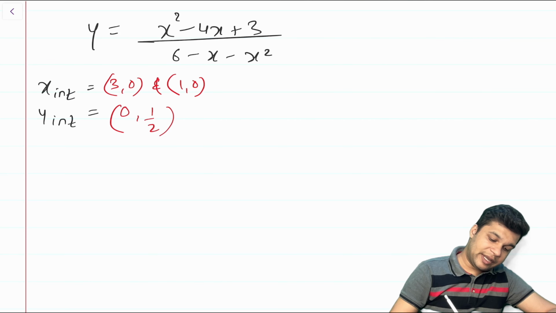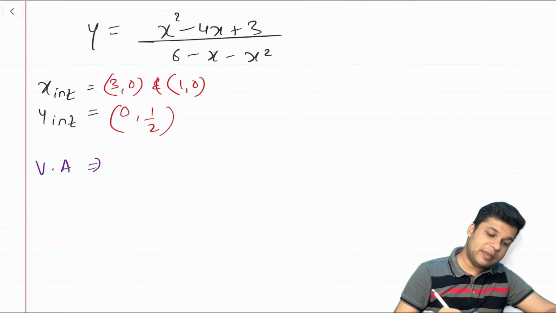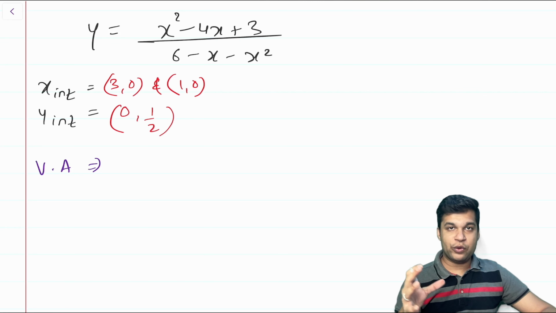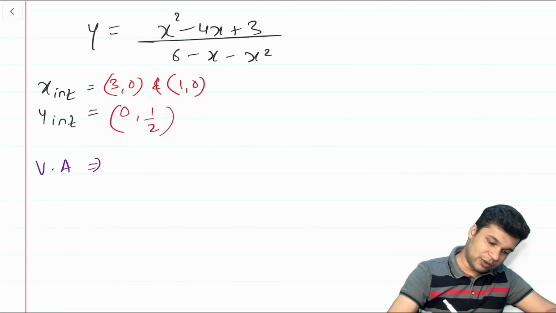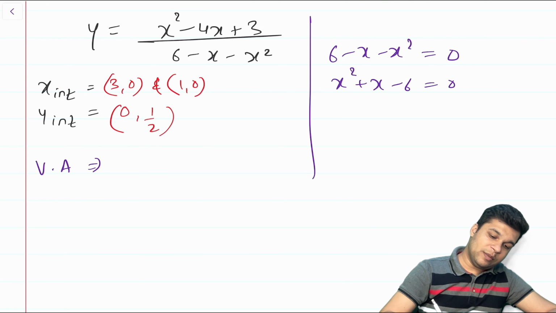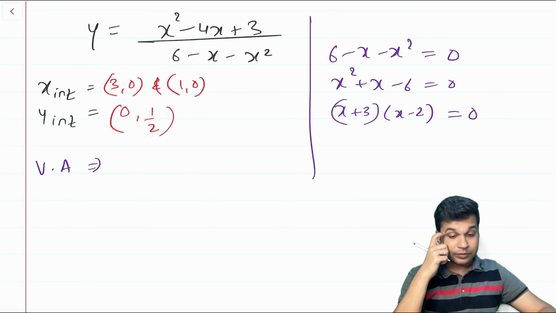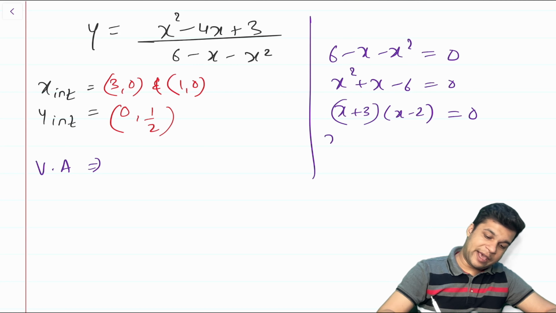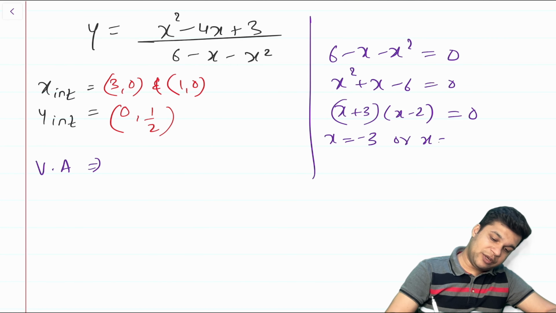Let us find the vertical asymptote. How do you find the vertical asymptote? Substitute the denominator equal to 0. So when you do that, you get 6 minus x square equal to 0. So x square plus x minus 6 equal to 0, which means it will be x plus 3 into x minus 2 equal to 0, right? So x will be negative 3 or x will be 2. So the vertical asymptotes are the lines x equal to minus 3 and x equal to 2.